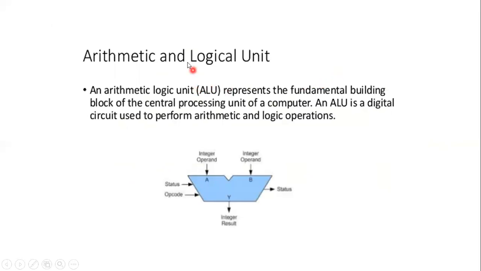Then the EU also contains the arithmetic and logic unit. The arithmetic and logic unit represents the fundamental building block of the central processing unit of the computer. And the ALU is a digital circuit used to perform arithmetic and logical operations. So this is the architecture of the 8086.